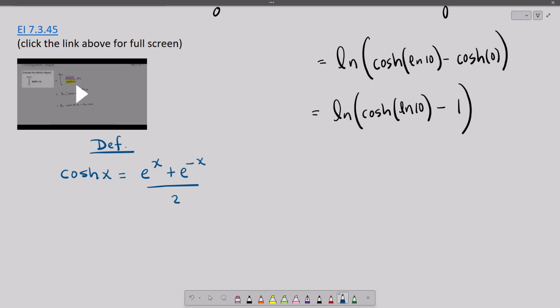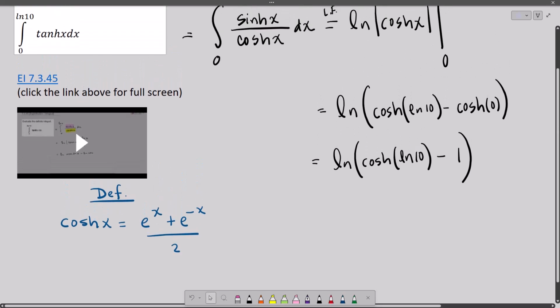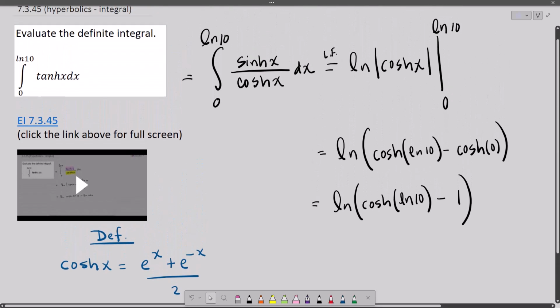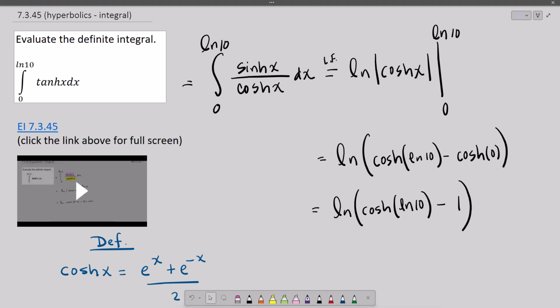Yeah? Why is the cosh ln of 10 minus 1 inside of the parentheses for ln? Why isn't it just ln cosh of ln 10 and then minus 1? I think I misunderstood. So do you agree with this step? Yeah. Okay, so then this is our upper limit, it's going in there. And then this is our lower limit, and it's going to go in there. And cosh, so it's, oh, I understand what you're saying.